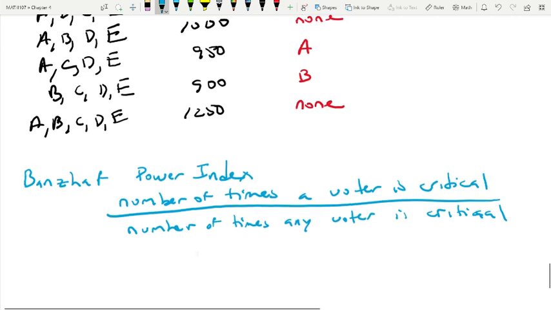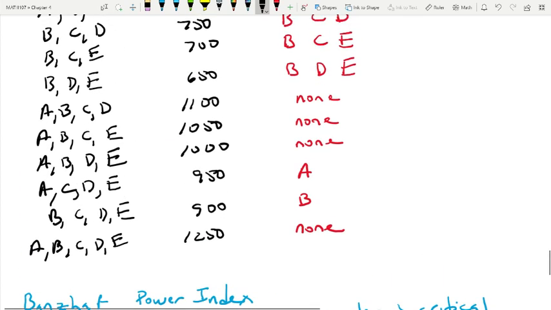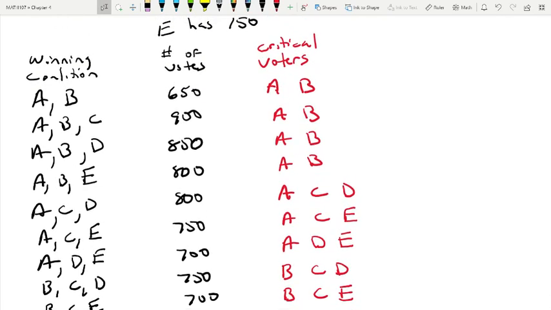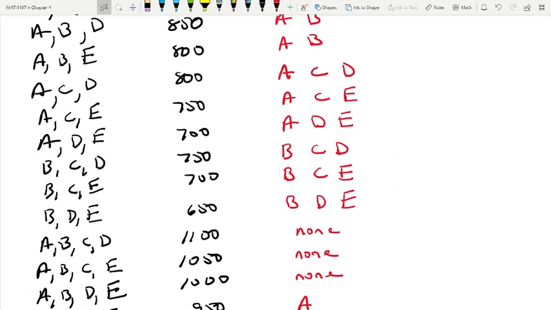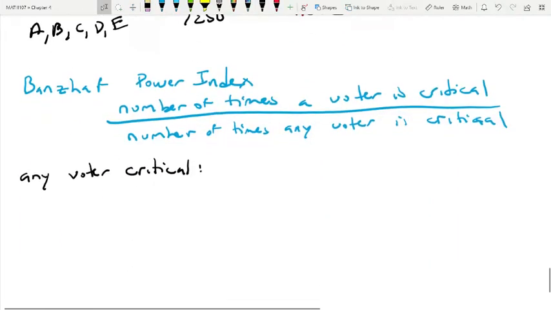So we want to get a few numbers here. So let's first figure out that bottom number. Any voter critical. Let's get that number. So we go through and we count up how many letters there are altogether. So we got 1, 2, 3, 4, 5, 6, 7, 8, 9, 10, 11, 12, 13, 14, 15, 16, 17, 18, 19, 20, 21, 22, 23, 24, 25, 26, 27, we have 28 there. Okay.